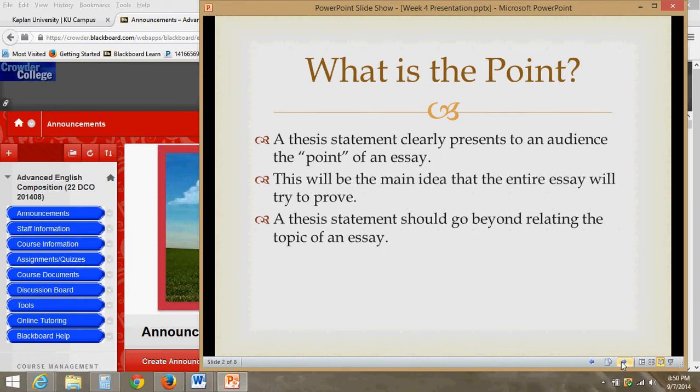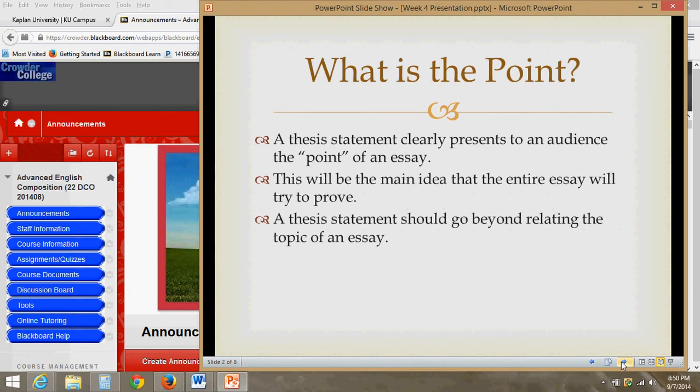And a thesis statement should not be found anywhere but the beginning of the paper. Generally speaking, it's going to be the last sentence or two at the end of the introduction paragraph. So I should not find the thesis statement 4 paragraphs in. It really needs to be stated at the beginning.